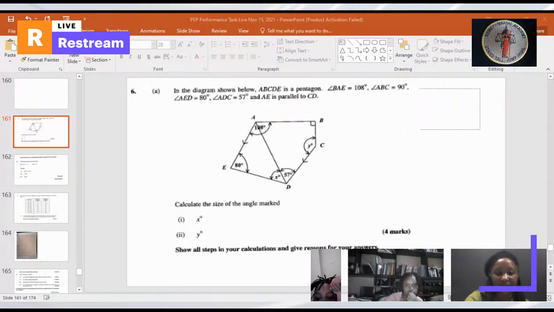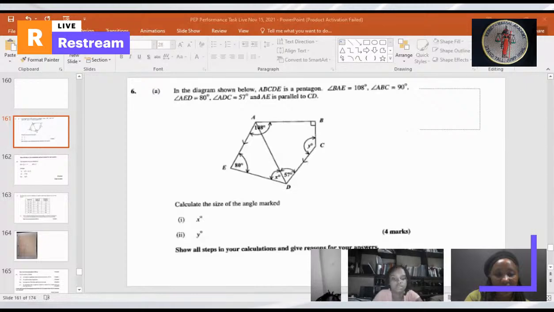So we're saying EAD is 57 because the transversal cuts the two parallel lines and creates alternate angles. EAD is equal to 57. So if you focus now on the triangular part of the diagram, knowing that EAD is 57, what can we do to find X?